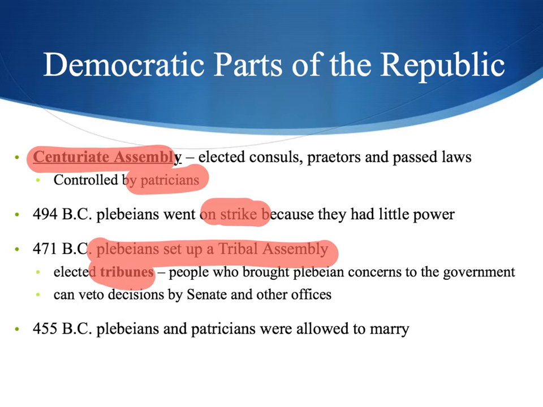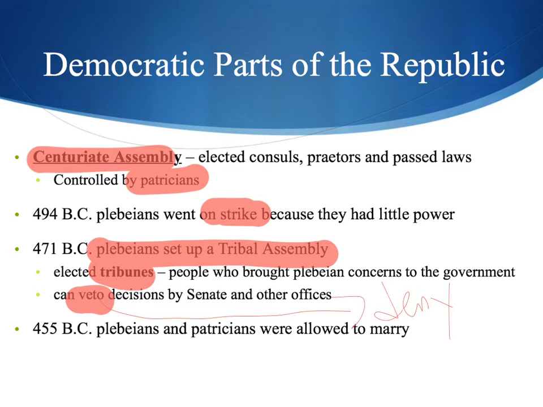They were pretty powerful in the Roman Republic because they would work directly with the Senate and the consuls, and they would bring plebeian concerns to the government. If plebeians felt as if a law was really unjust towards their class, they would present it to the Senate. They also had the power to veto, which means to deny decisions made by the Senate and other offices, especially if those decisions were very unfavorable towards the plebeians.